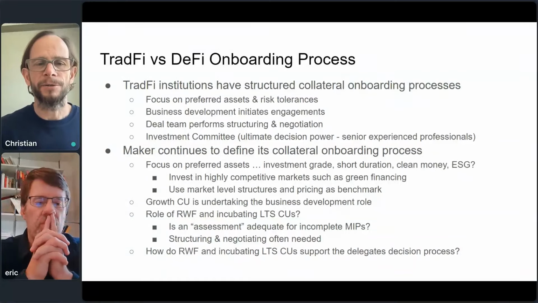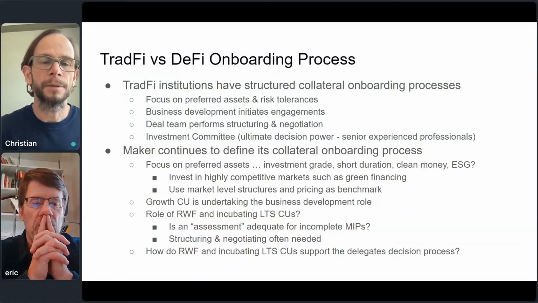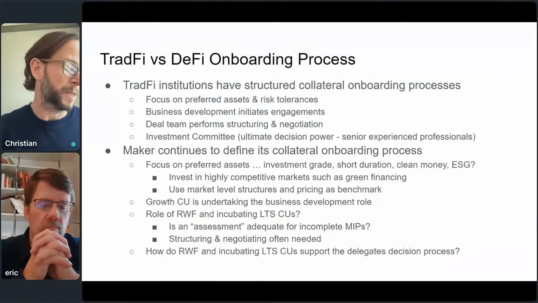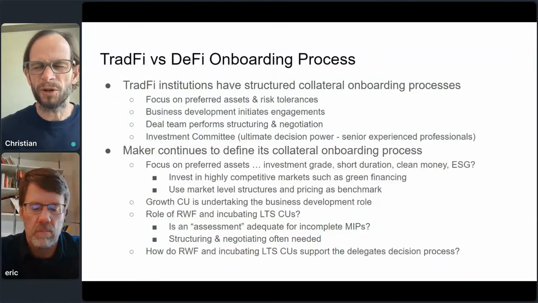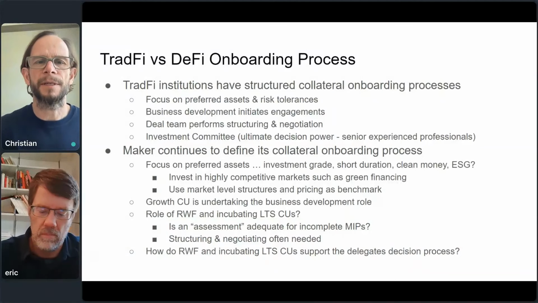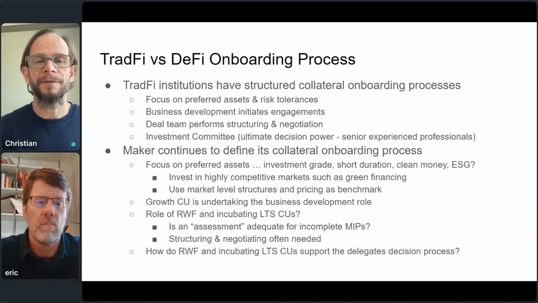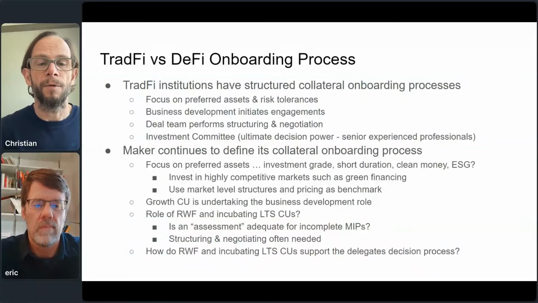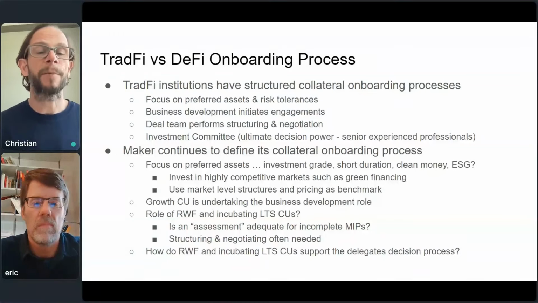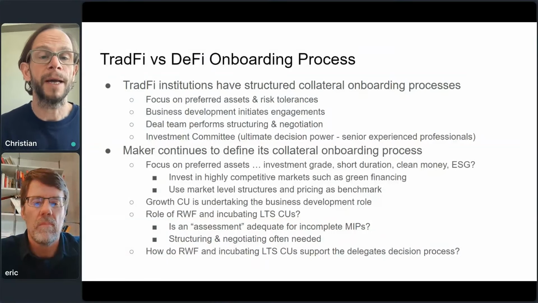Most TradFi institutions know what they want to lend to and have a risk tolerance. We sort of do, right? I mean, there's this theory of clean money, but even that is fairly broad. What is clean money? What is the risk tolerance that we're prepared to accept in clean money?